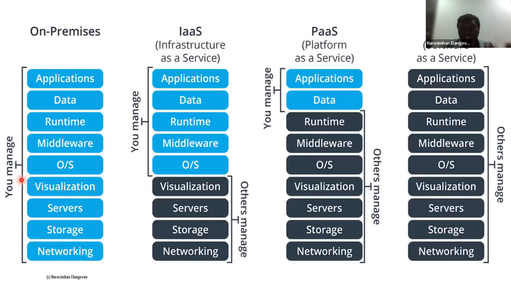This cloud has got three deployment models, IaaS, PaaS, SaaS. And on-premise, everything you own: networking, storage, virtualization, middleware, runtime. In IaaS, what happens? Amazon gives these services, which are mentioned below. You manage the top. That means up to the virtualization layer they'll give you, you will install the operating system, middleware, runtime. When it comes to a platform as a service, Amazon or Google provides all of this. You only manage application and data.